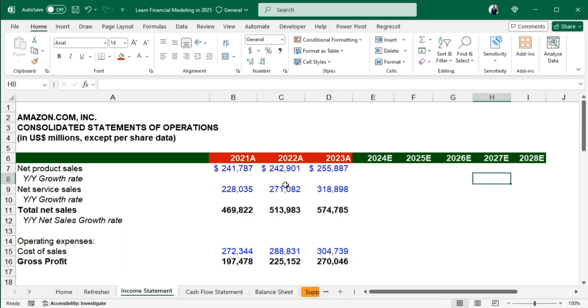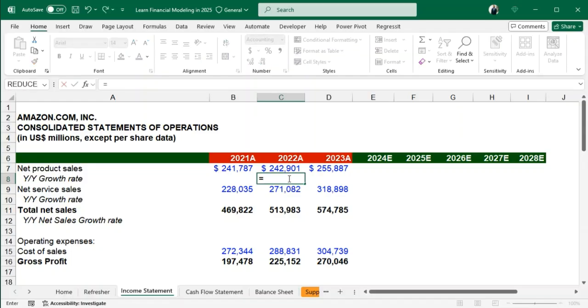All right, so as I said, when it comes to calculating a year-over-year growth rate, we do not start from the first year because we don't have a previous year for the first year. So we always start from the second year. To be able to calculate the year-over-year growth, the formula is equals the current year under which we are working divided by the previous year minus 1. That gives us the year-over-year growth rate.